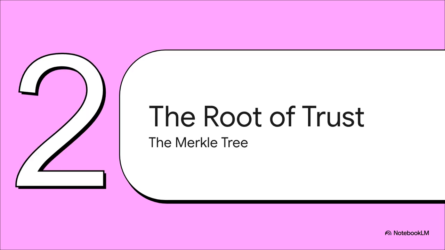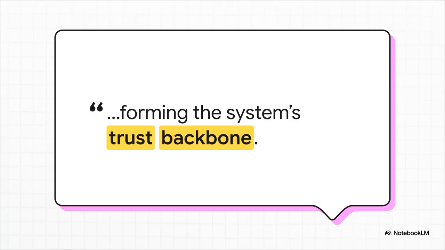So how does a system like Harpo even begin to tackle this? Well, the answer lies in this really brilliant data structure known as the Merkle tree. And it's not just some random component, it's the absolute foundation, the bedrock on which all the trust is built. Actually, the source material calls the Merkle tree the system's trust backbone, and I think that's just the perfect way to put it. It really captures what it does. It's not just sitting there holding data, it's providing the structural integrity for the entire security model of the system.